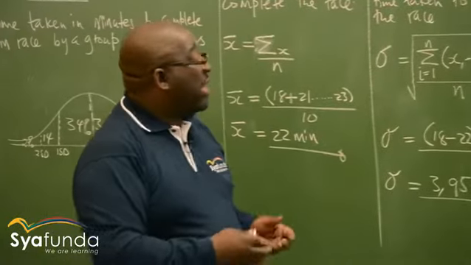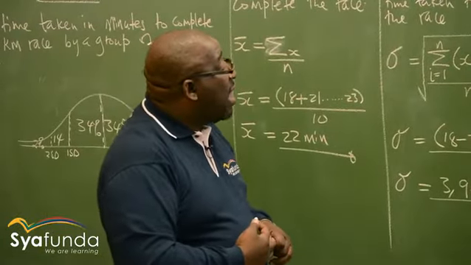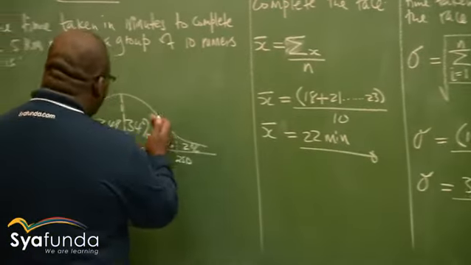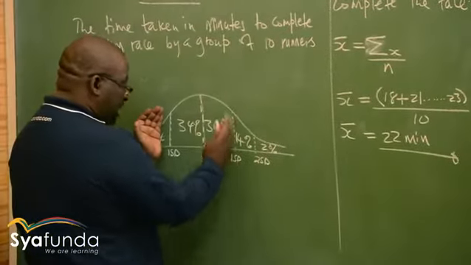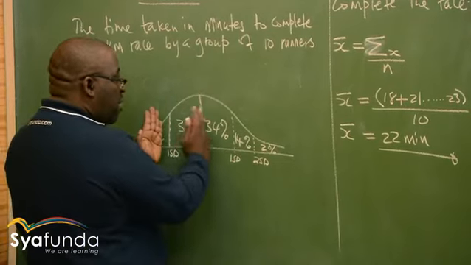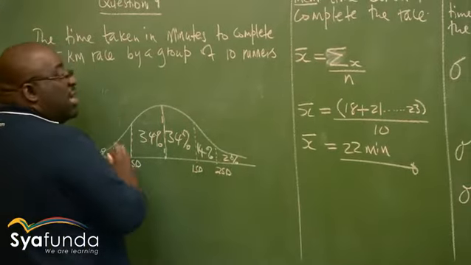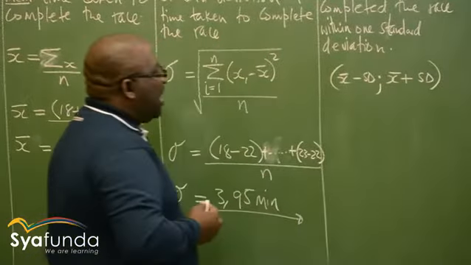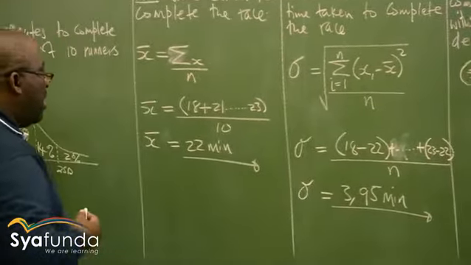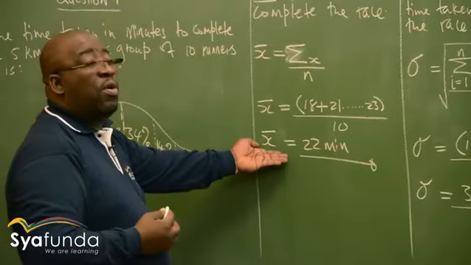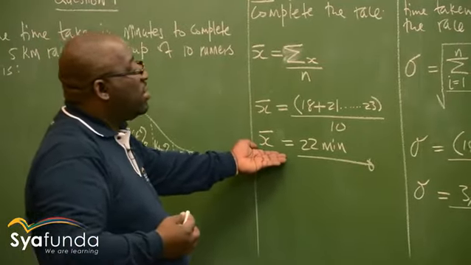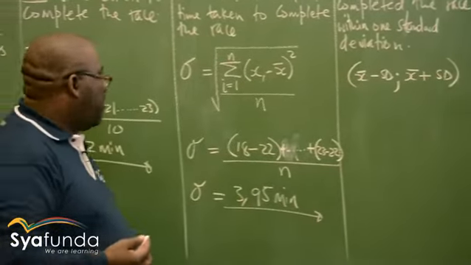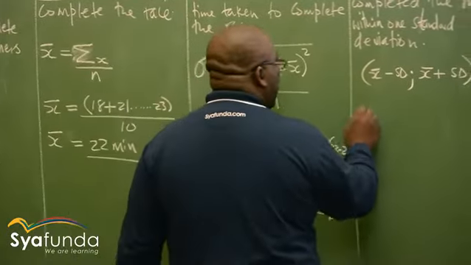Remember, you don't get it in your formula sheet, so make sure that you understand it. It comes from this information. This is one standard deviation, one standard deviation. From here, we add. From here, we subtract. Just like you move on your number line. Do I know my x bar in this particular case? My x bar was 22. We've calculated it in the first question. Do I know my standard deviation? Yes, it is 3,95. So I go and put them in here.